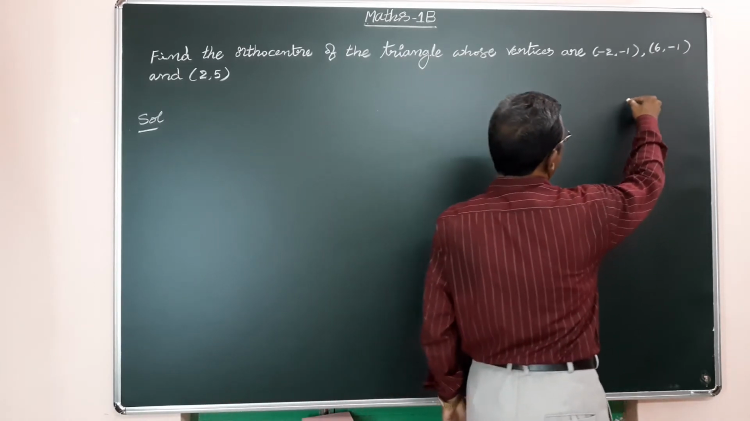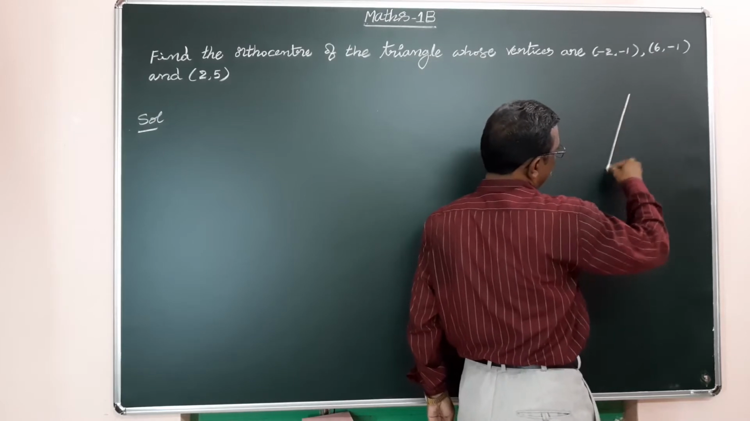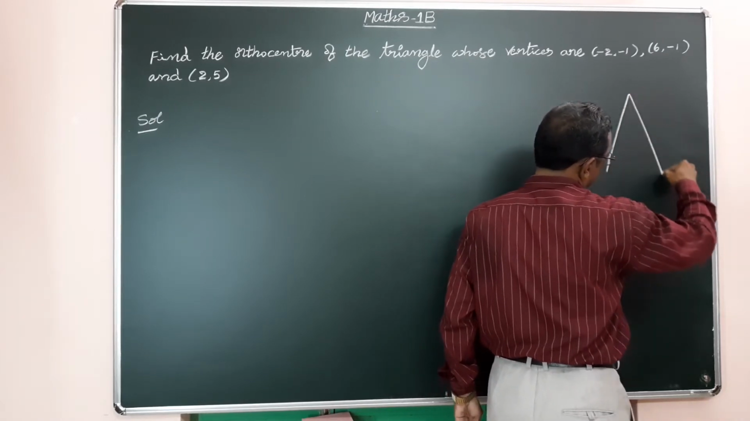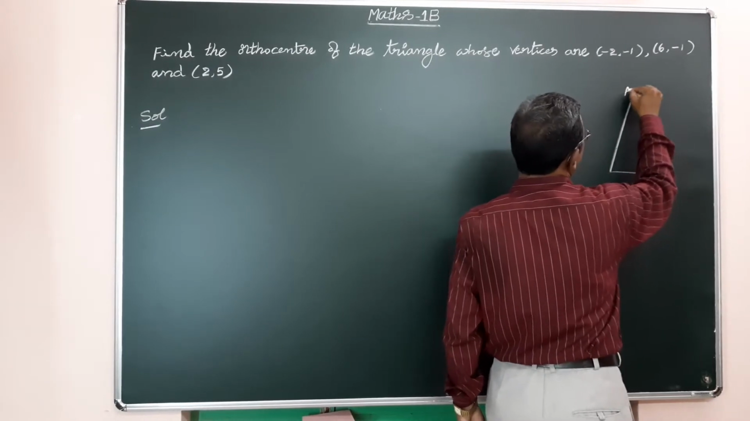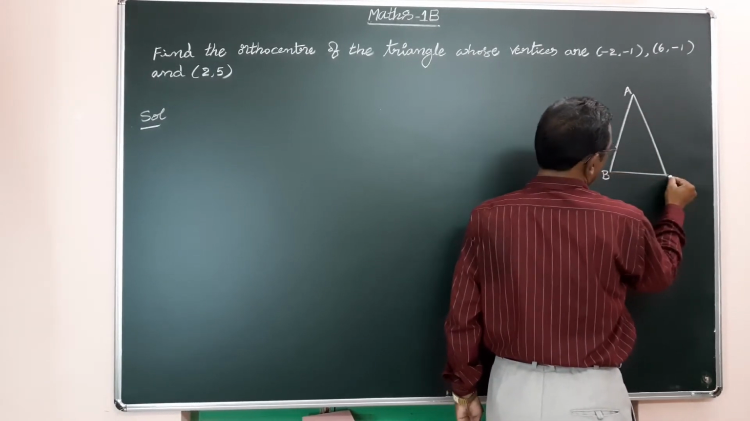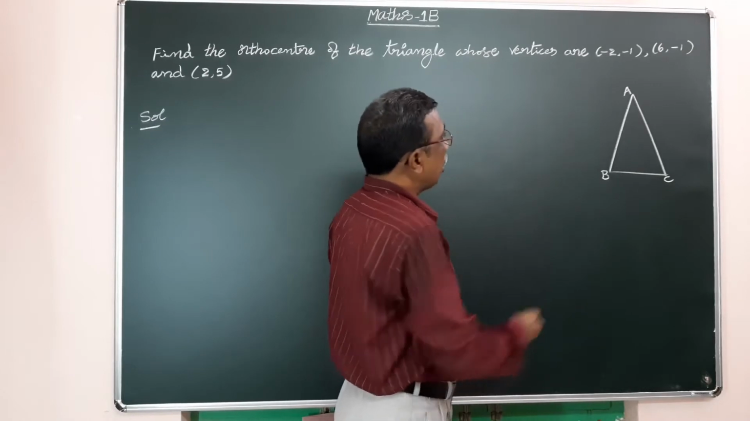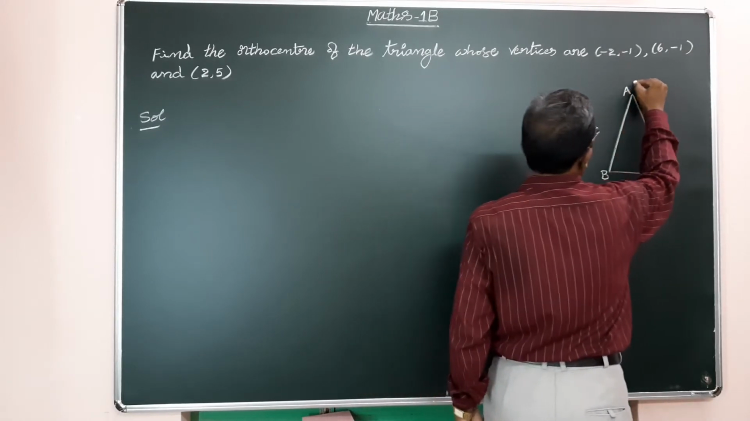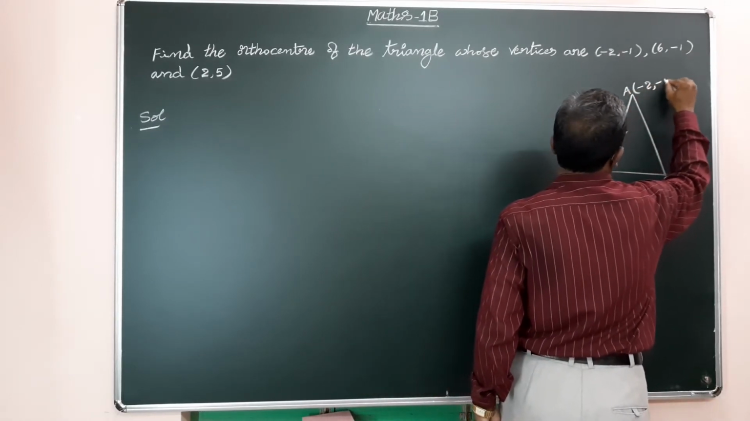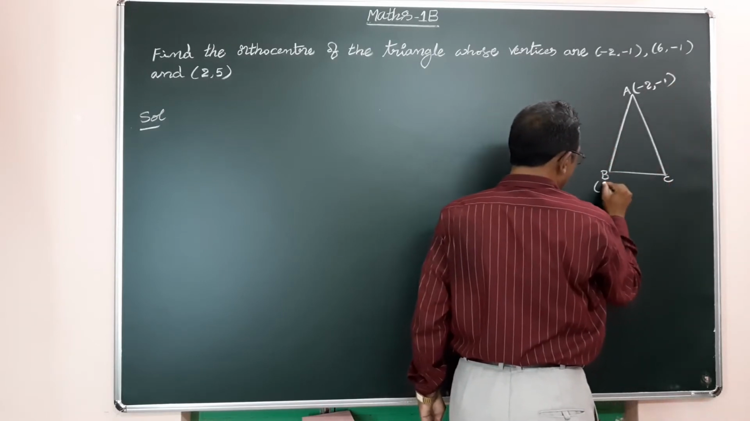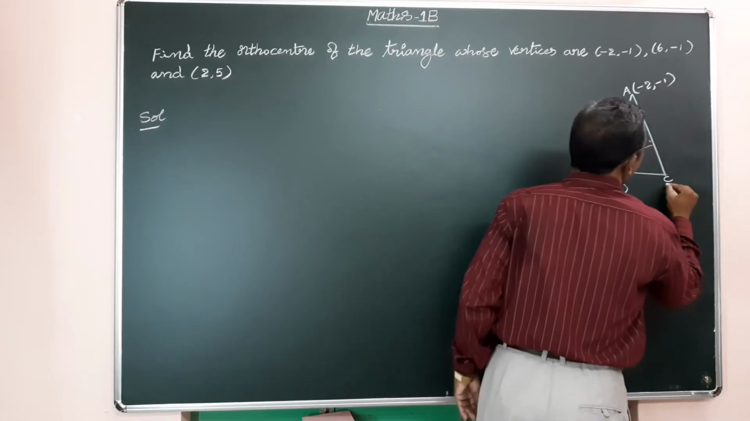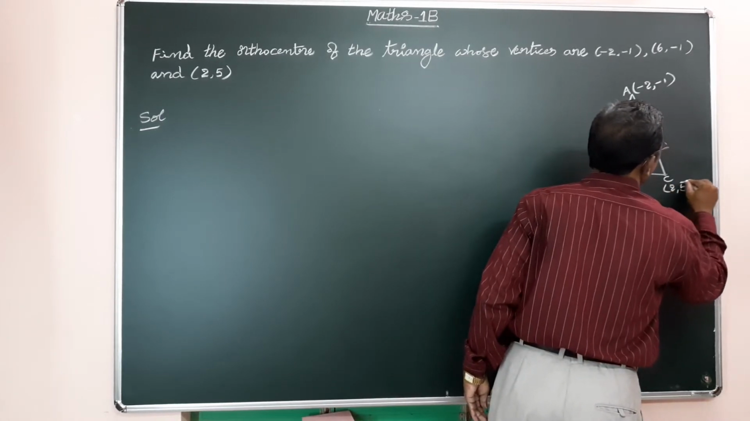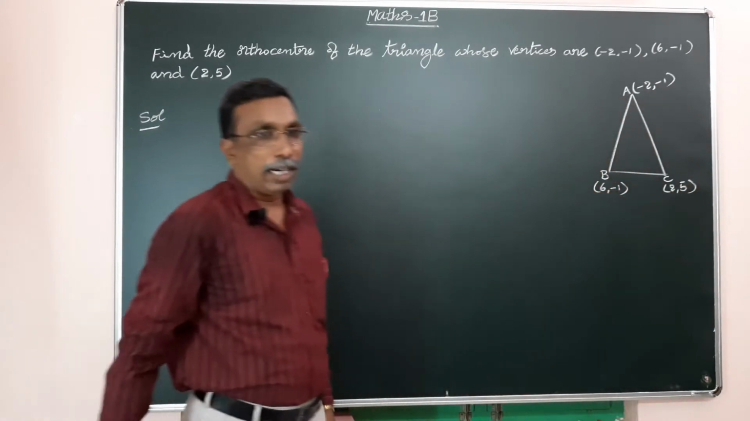First of all, draw a triangle. A, B, C. These are three vertices. A (-2, -1), B (6, -1), C (2, 5). These are the three vertices.